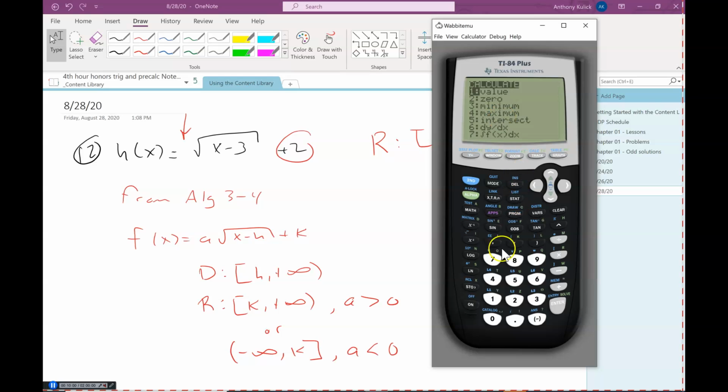Let's say, for instance, I want to find that local maximum. So I'll use the maximum command. I need to find somewhere left of that maximum. Well, that looks good, so I'll press enter. Then use my cursor to find somewhere right of that maximum. That looks good, I'll press enter. The guess doesn't matter, so just press enter wherever it is. It says that maximum is, rounded to the nearest hundredth, 0.25, comma, 0.13.